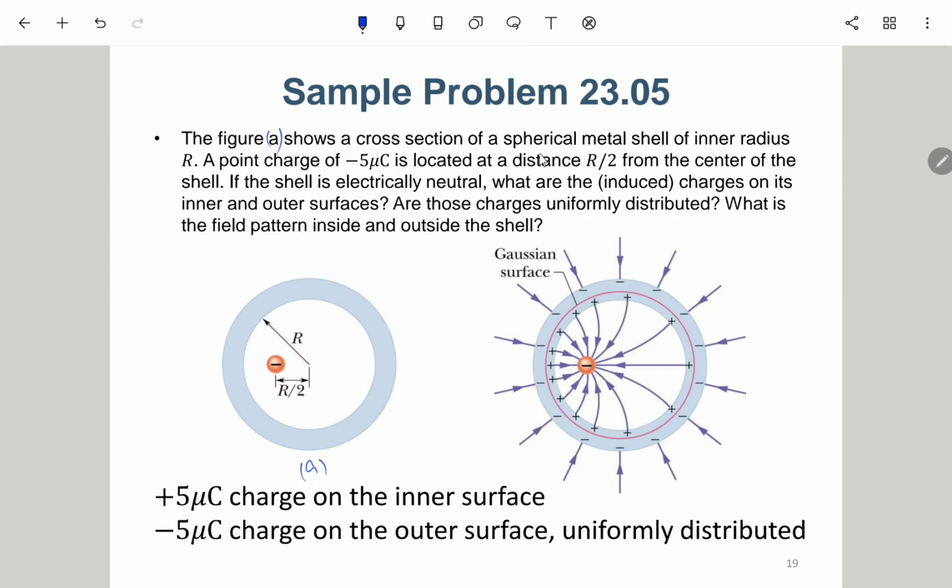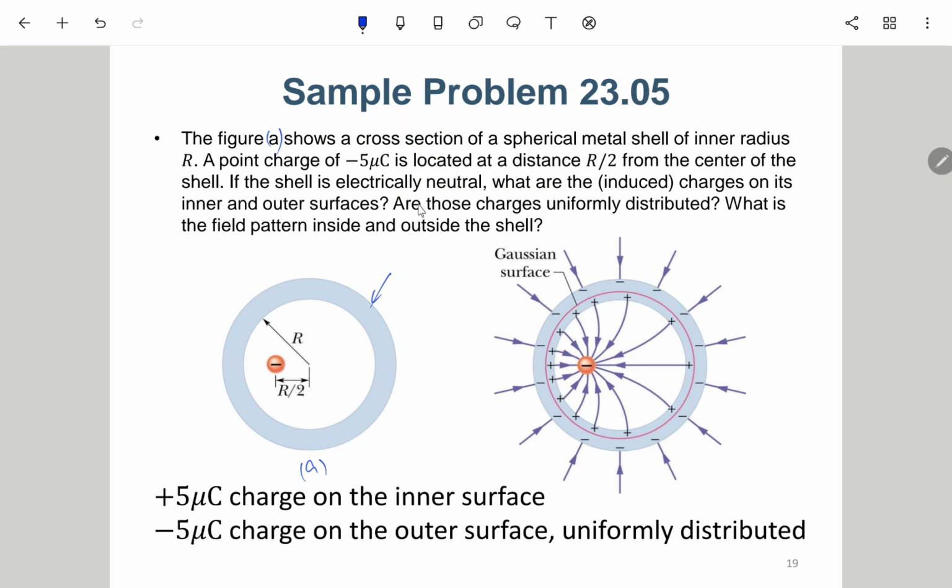a cross section of a spherical metal shell of inner radius R. Okay. So actually, this one is the spherical metal shell of inner radius. Inner radius 就是内的半径，它是一个壳，就是有个厚度。OK，所以它有内的半径，有外的半径。OK, so it says the inner radius capital R and a point charge of -5 μC. Actually, this one is located at a distance R/2 from the center of the shell.